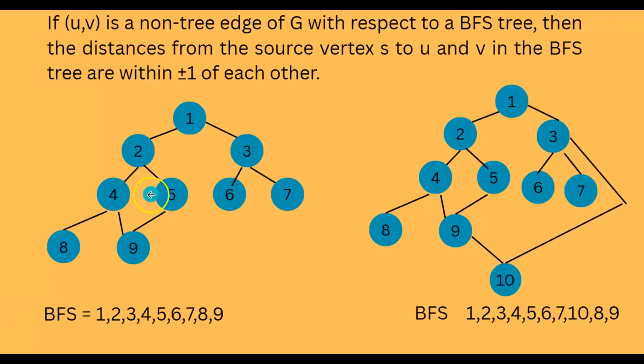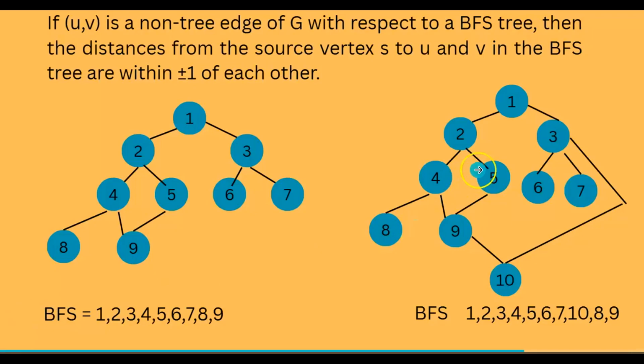Let us consider this simple example, the BFS of this given graph. We start with the root node 1, then breadthwise children: the children of 1 are 2 and 3, then children of 2 are 4, 5, and children of 3 are 6, 7, and children of 4 are 8, 9. So this will become a non-tree edge. And as you observe, the distances between source and destination is plus or minus 1. That is what is given in this concept.